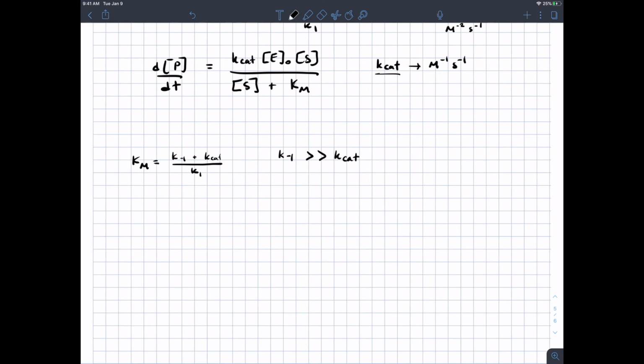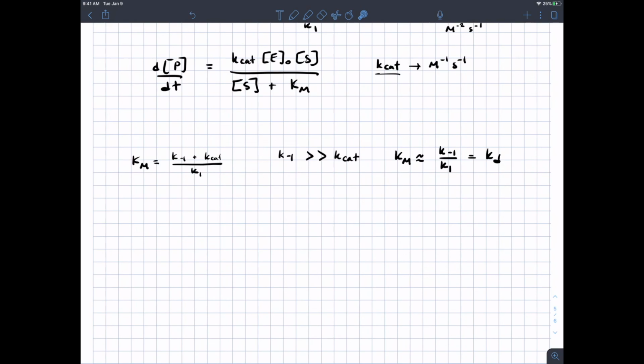Well, that would depend on what K minus 1 and K1 are, right? Because if K minus 1 is much greater than K cat, then Km is a lot like K minus 1 over K1, which is equal to the dissociation constant, or the binding constant between enzyme and substrate. So even if K cat is really, really low, it's possible that K1 is so fast that the reaction still goes forward because the enzyme substrate complex lasts so long.